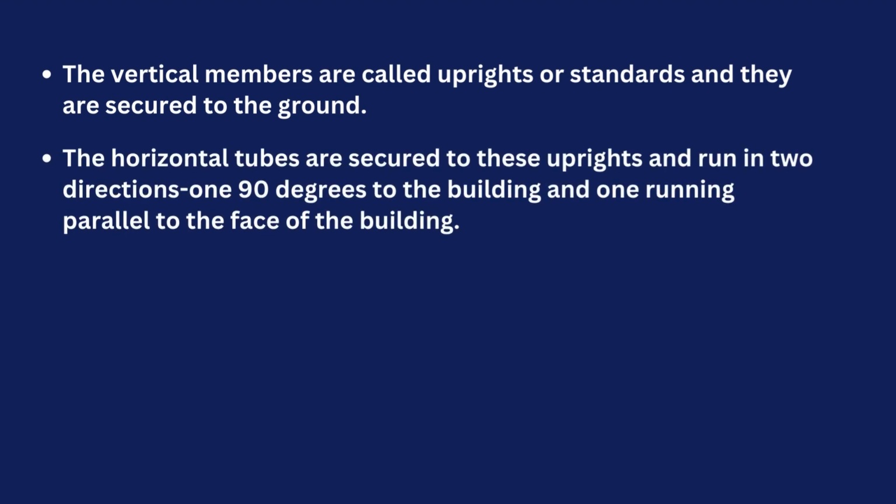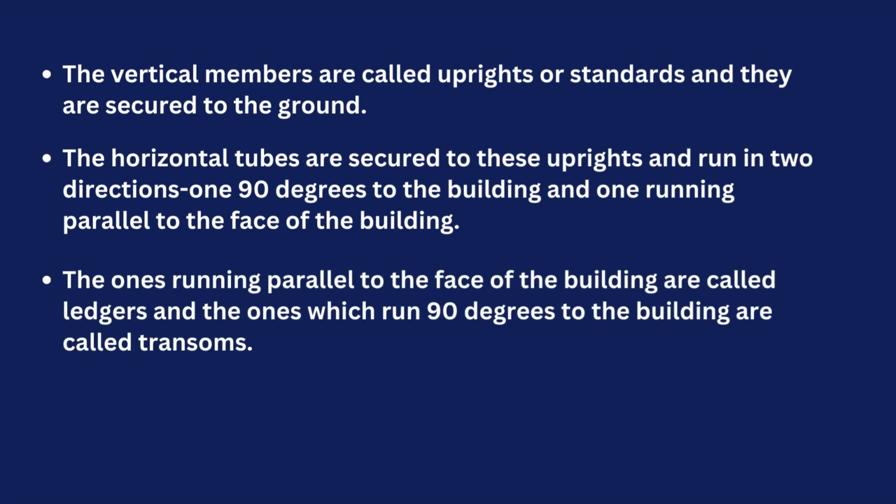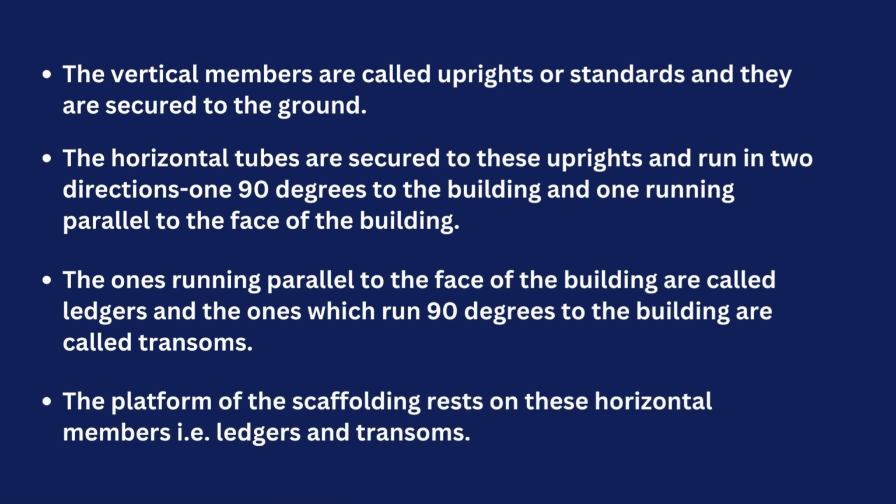The horizontal tubes are secured to these uprights and run in two directions, one 90° to the building and one running parallel to the face of the building. The ones running parallel to the face of the building are called ledgers and the members which run 90° to the building are called transoms. The platform of the scaffolding rests on these horizontal members, that is ledgers and transoms.